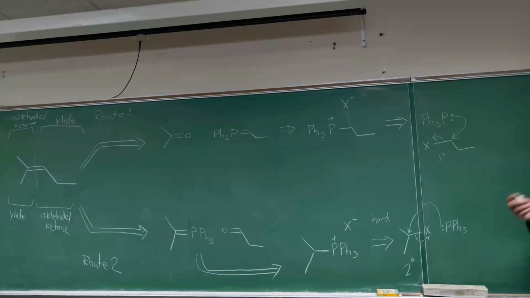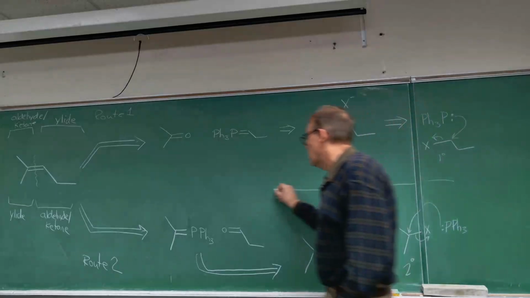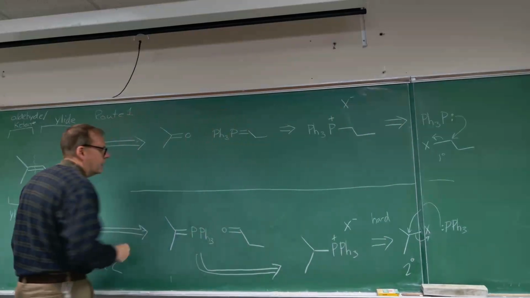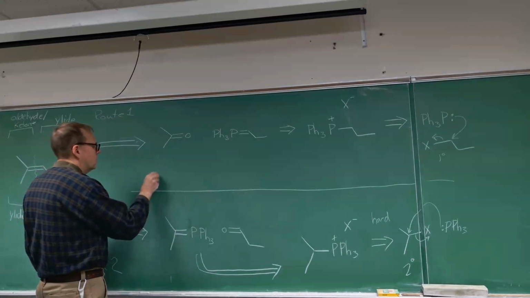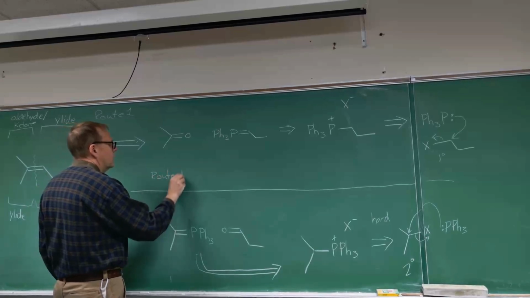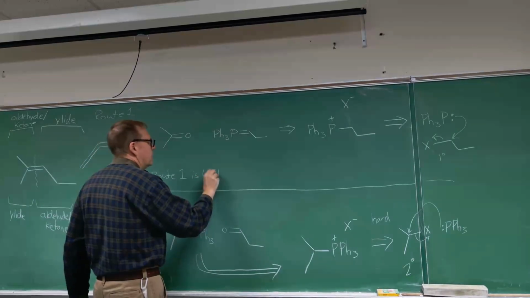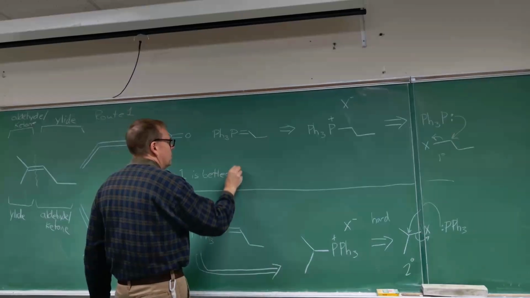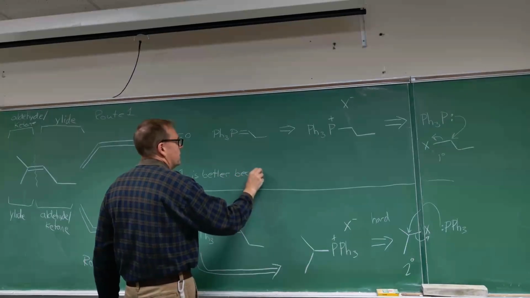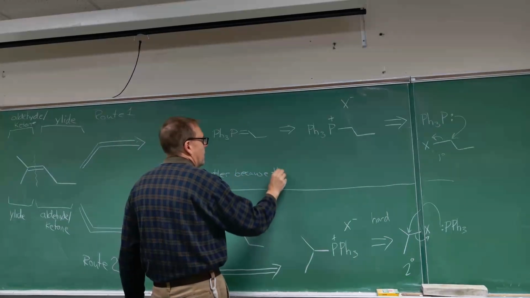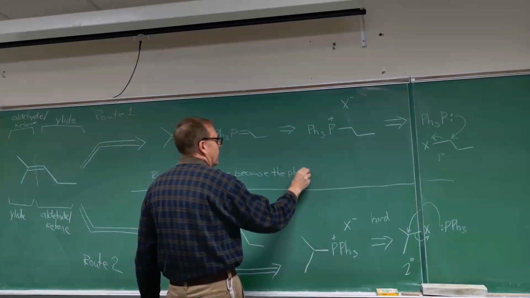So overall, if you had to pick between these two routes, the best one, the one that has the fewest hiccups, would be route 1, because the phosphonium salt is easier to make.